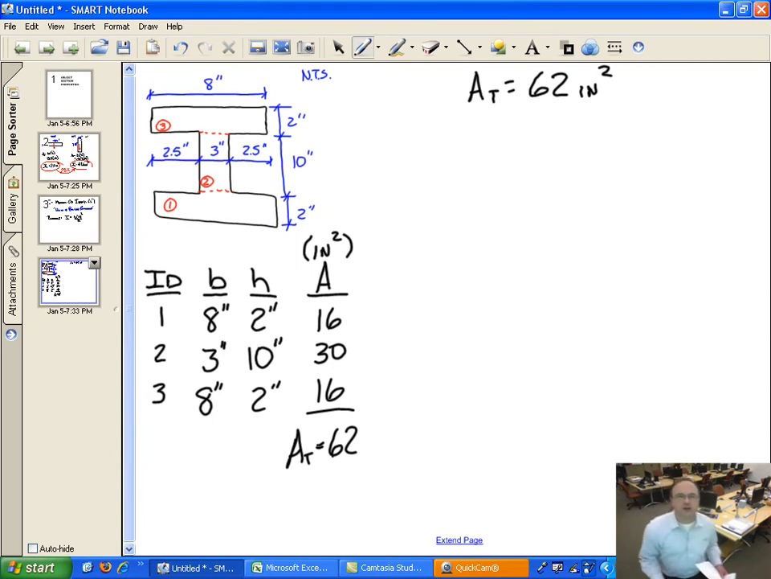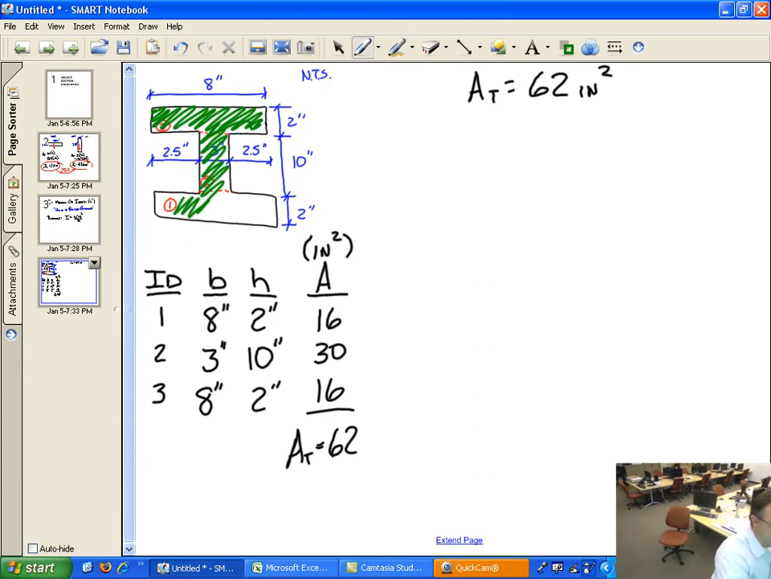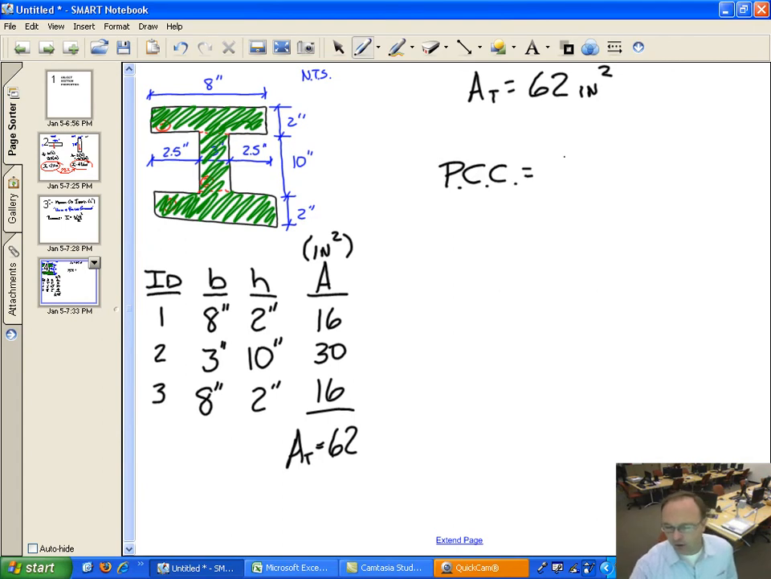So that's our entire cross section, this entire section right here, is 62 square inches. Why is that important? Well, if we want to know the weight per foot of this section, that's vital. Let's say it's made out of concrete, right? This was a concrete beam. And we know that Portland cement concrete weighs 150 pounds per cubic foot. So what is our weight per foot on this beam?